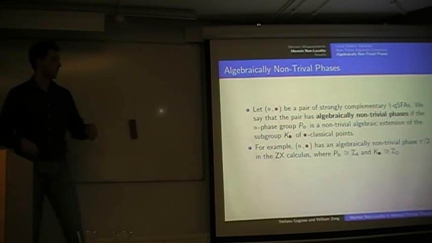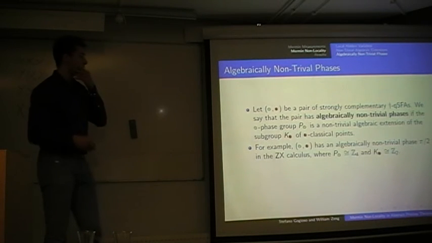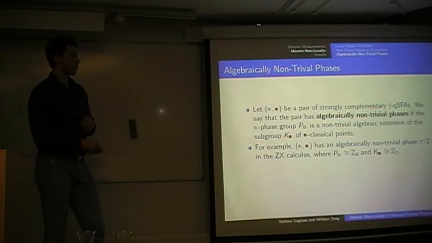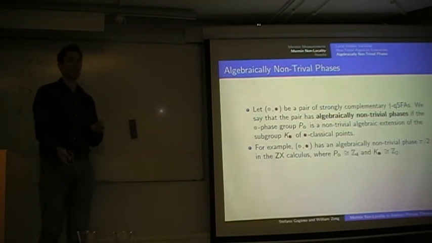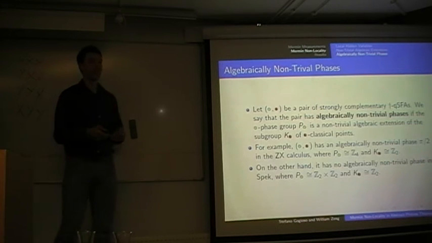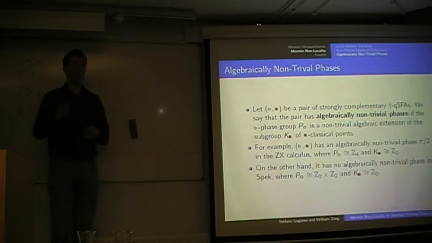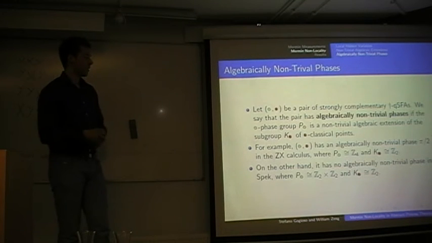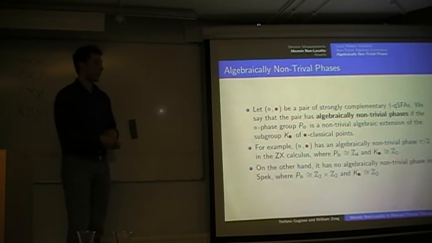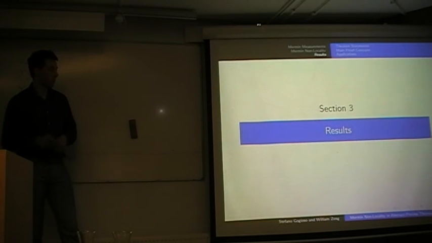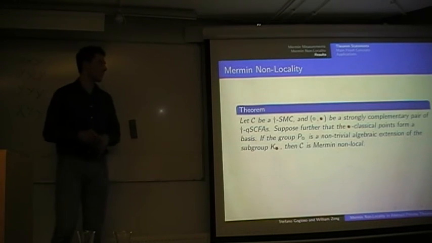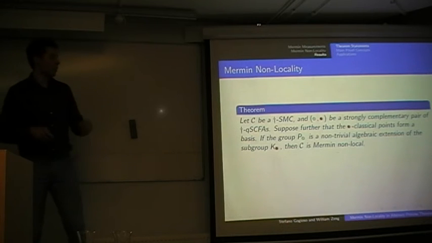So, quick examples. In the ZX calculus, or equivalently in qubits in FHilb, the phase group is isomorphic to Z4, and the classical points are isomorphic to Z2. So that means the phase group is a non-trivial algebraic extension. On the other hand, if you look at the abstract process theory for Spekkens' toy theory, then the phase group is Z2 cross Z2, and the classical points are Z2, which is a trivial algebraic extension, because this is a factor.